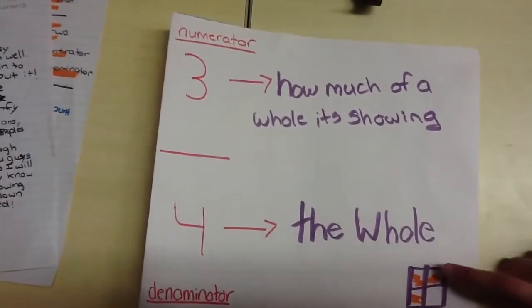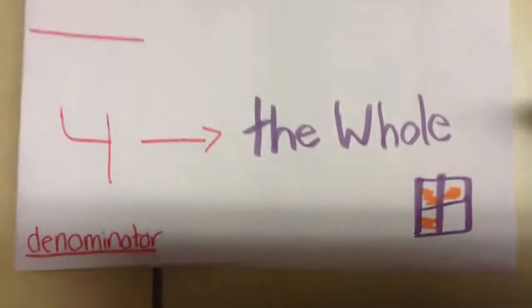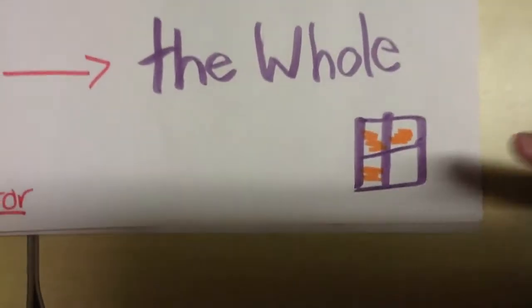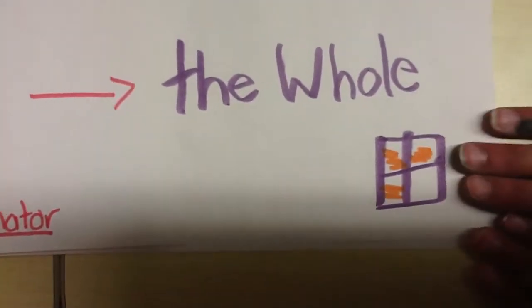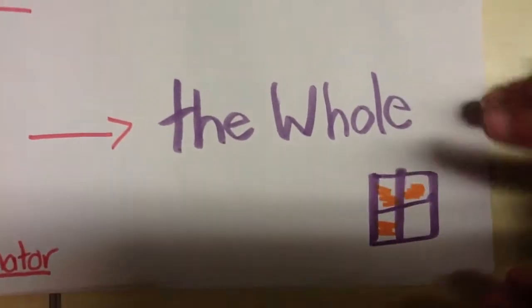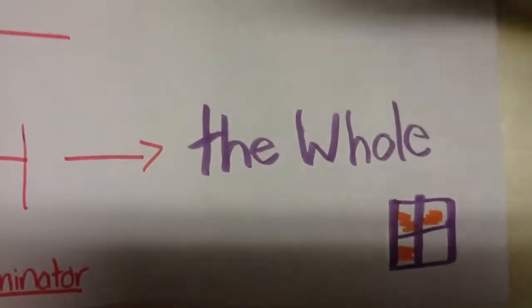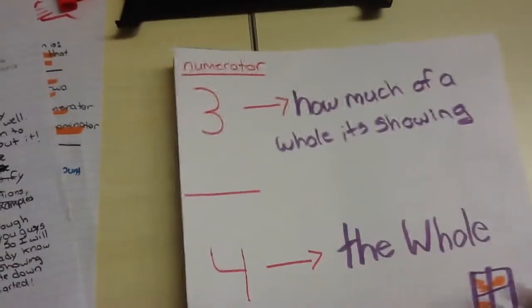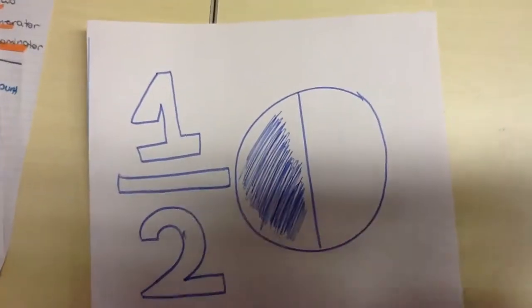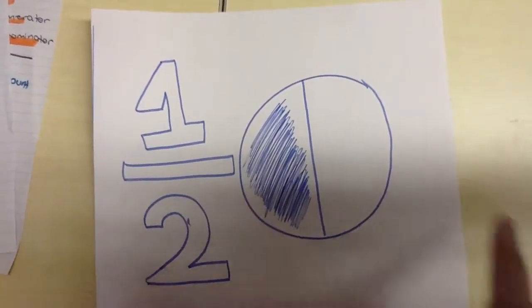So in this case, we have 4 as our total. Here's a square with 4 pieces in total. So that would be our denominator. Now, if we count how many pieces are shaded in or showing, we have 1, 2, 3. So 3 would be our numerator, 3/4. Another example: 1/2. There are 2 parts and 1 is colored. That would equal 1/2.